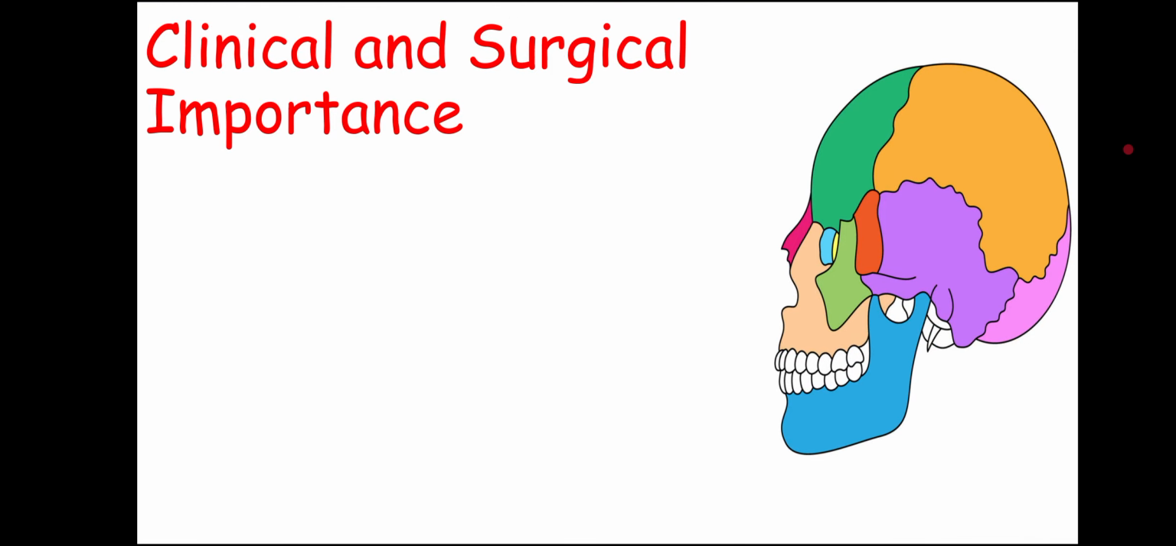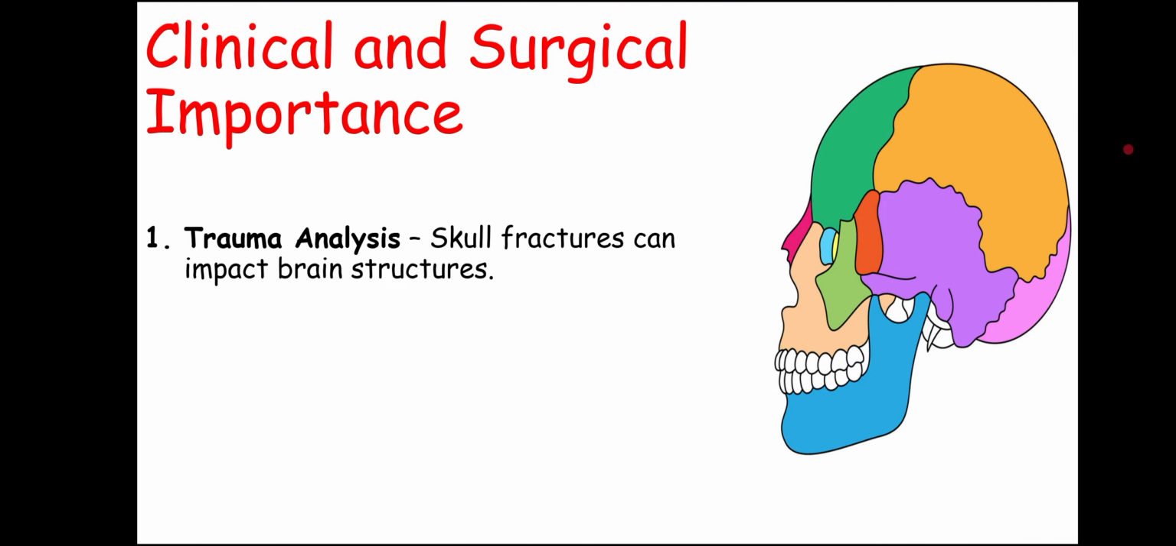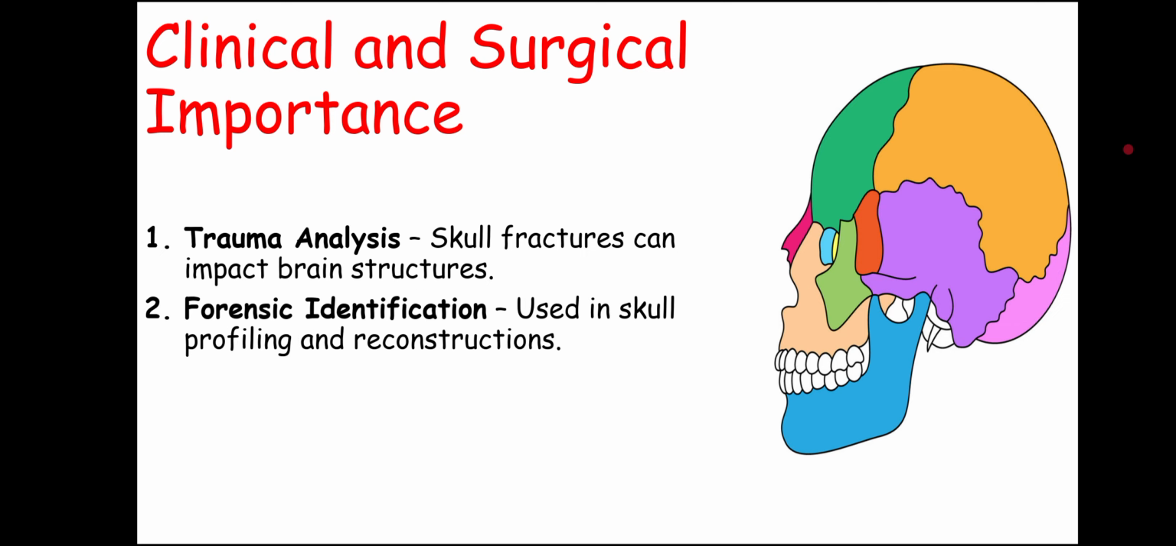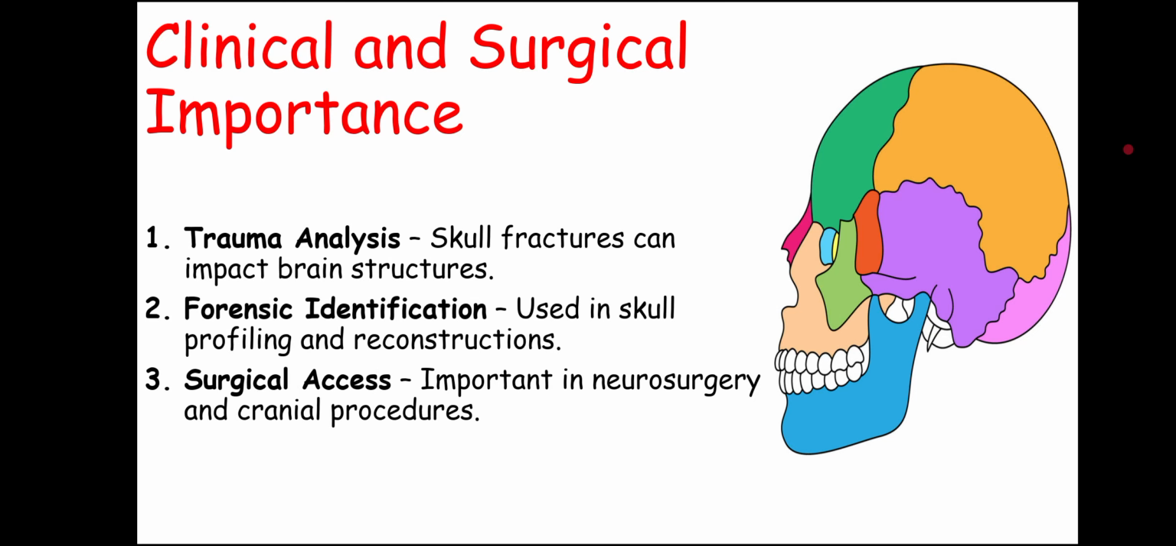Next, we will talk about the clinical and surgical importance of Norma Lateralis. Importance include trauma analysis, as skull fracture can impact brain structures, and that's the reason it is important to understand the full structure of the skull to completely do the trauma analysis. Next importance is forensic identification, as it is used in skull profiling and reconstruction. Next is surgical access, as it is important in neurosurgery and cranial procedures.